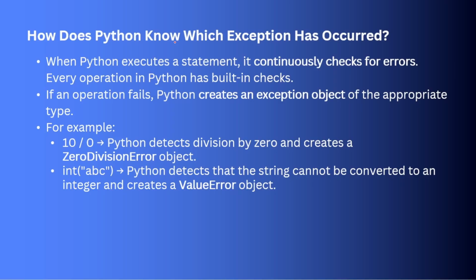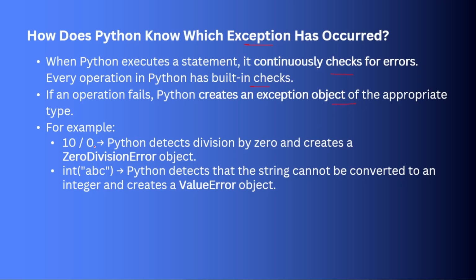So one question could arise in our mind, how does Python know which exception has occurred? We have given multiple exceptions for performing exception handling, and how does Python know exactly which exception block should be executed? When Python executes a statement, it continuously checks for errors. Every operation in Python has built-in checks. It keeps checking for errors. If an operation fails, Python creates an exception object of the appropriate type.